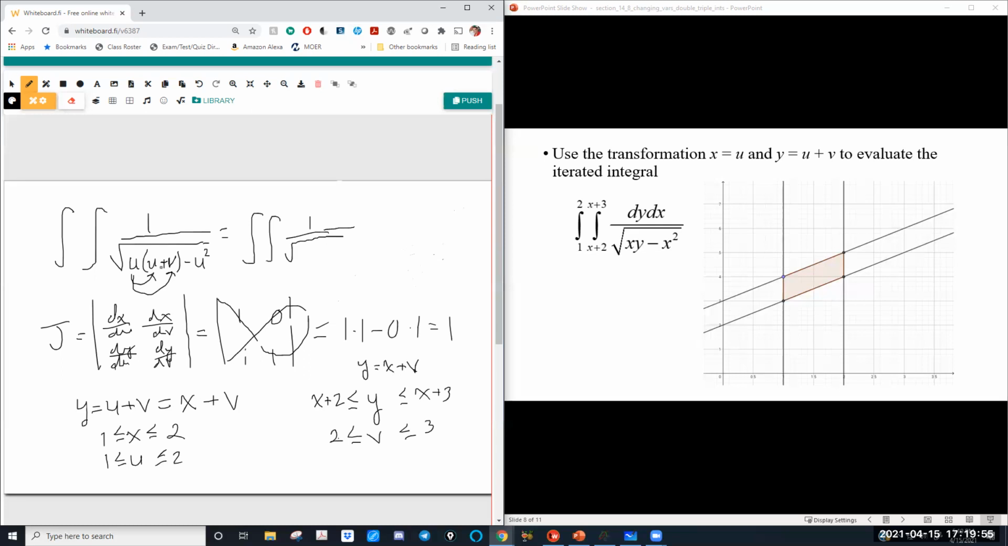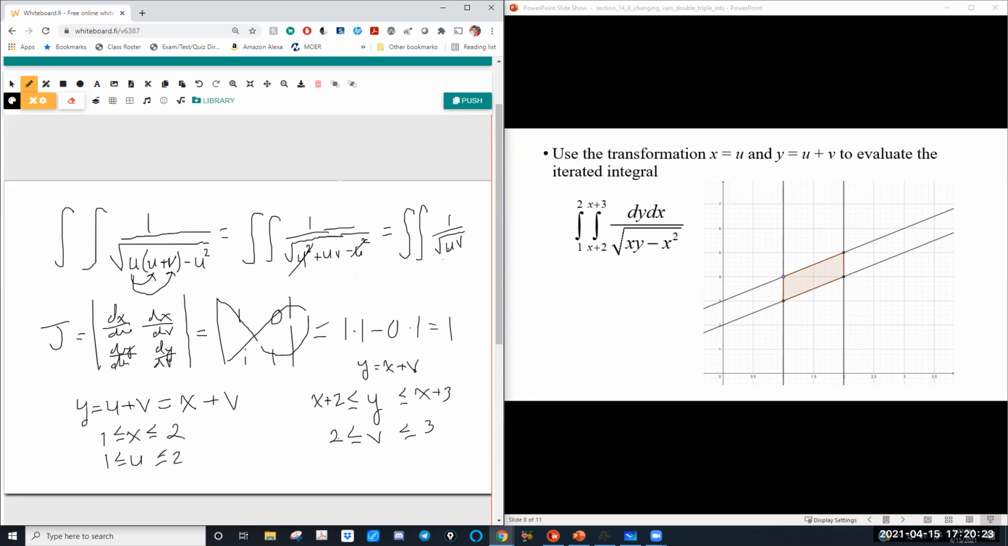So if we distribute this u, we get u squared plus uv minus u squared. So those actually end up canceling. And we're going to go back and fill in everything else here on those. So really, this actually simplifies all the way down to 1 over square root of uv, which actually the order is not going to matter.